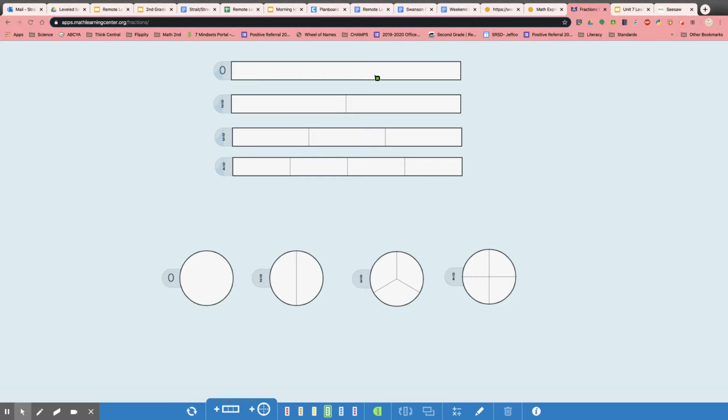So I'm going to shade the whole bar. There's my whole. And now I'm going to come down here to this bar. And instead of having the whole bar this time, I've sliced it in half. So I have 2 equal parts. Remember, that's important for fractions. So I have 1 part here and 1 part here, and they're the same. So there are 2 parts in this whole. I'm going to shade one of them.